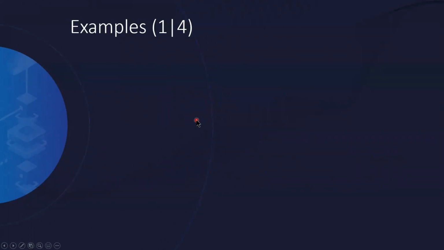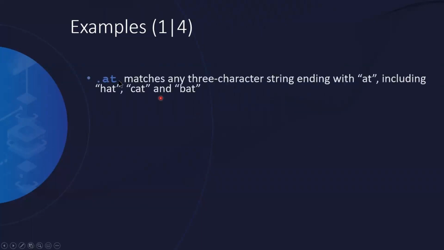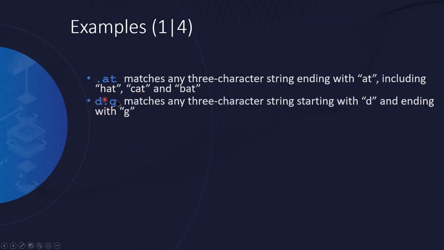Okay, so some examples. Dot, if you remember, matches any character. So dot AT would match any 3-character string that ends with AT, so hat, cat, and bat. Fairly simple. D dot G matches any 3-character string starting with D and ending with G with one character in the middle. So dog.